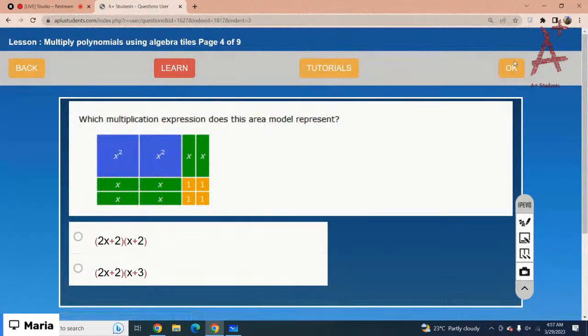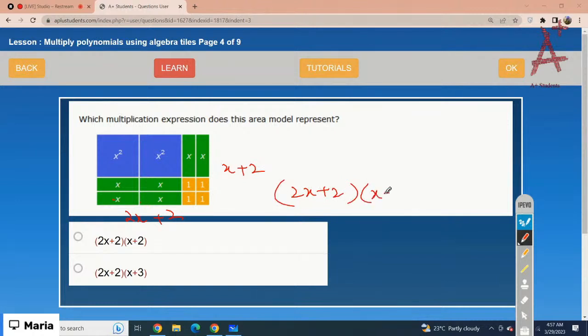The next one is which multiplication expression does the area model represent? Here you have 1, 2. So it will be 2x and 2 tiles for the 1. So it represents 2x plus 2. Here you have x plus 2. So it would be 2x plus 2 times x plus 2. Option number 1 is the correct option.